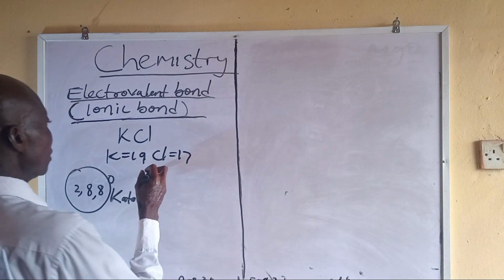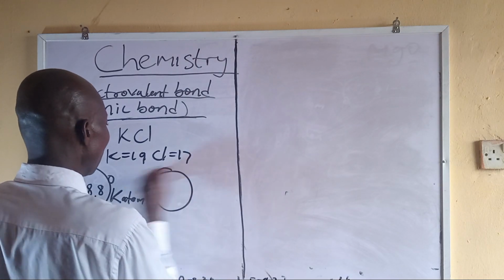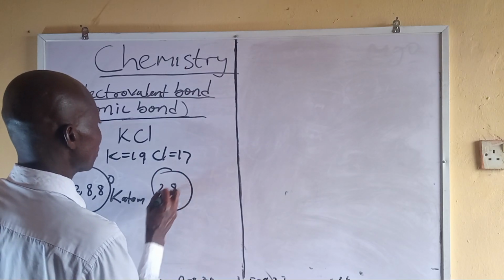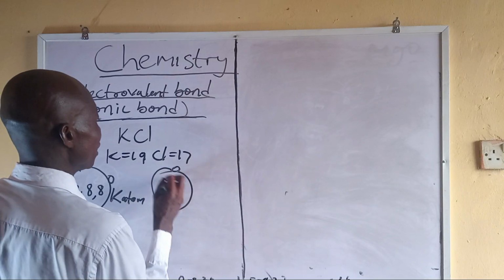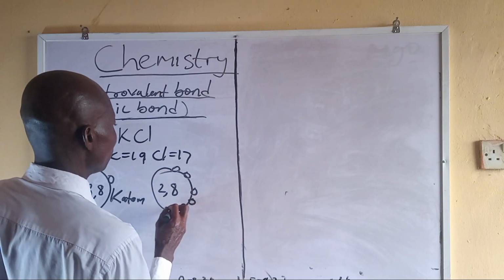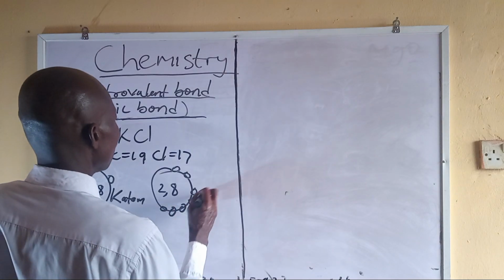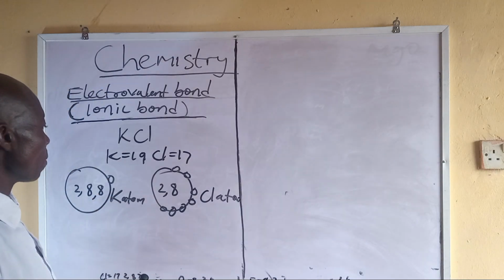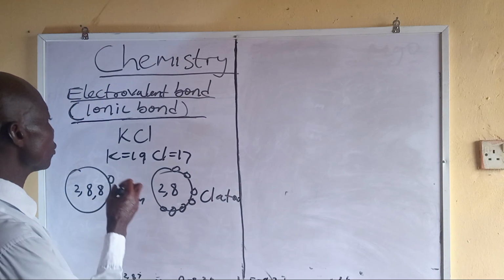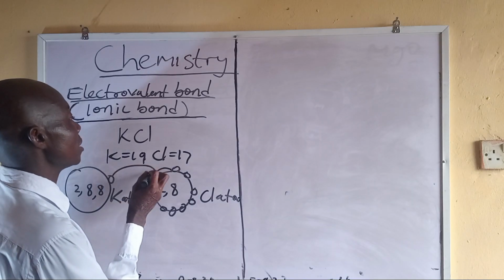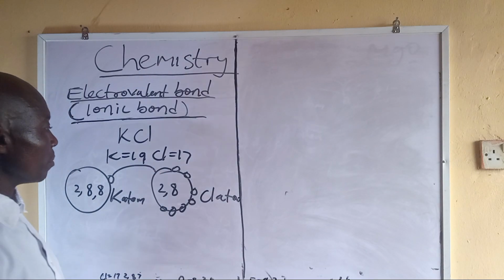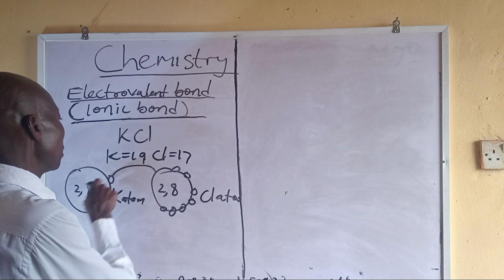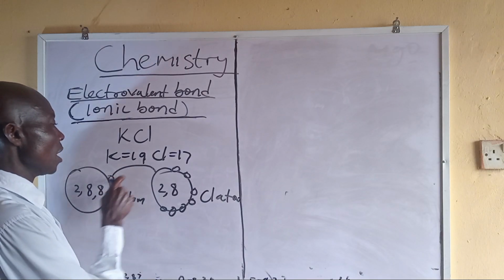Now, the other one is chlorine. Chlorine is 17: 2, 8, then 7 occupy the last shell, 1, 2, 3, 4, 5, 6, 7. This is the chlorine atom. So potassium has to transfer the 1 electron in its outermost shell to chlorine, because chlorine needs 1 to ensure stability. For both of them to be stable, potassium has to transfer this electron to chlorine.